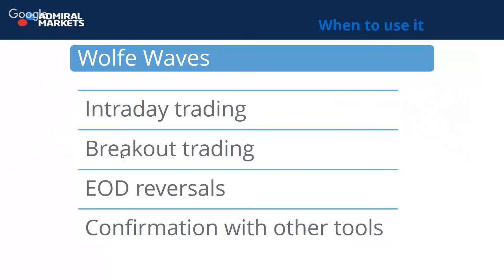Also, I've noticed that Wolfe Waves are very valid to use within the concept of EOD reversals. It means end-of-day reversals. End-of-day reversals are usually used within the principle of profit-taking. So when the price reaches its peak or its bottom, it will usually be followed by a correction in the market. Because of that, that correction will usually see traders benefiting from some occasional end-of-day setups.